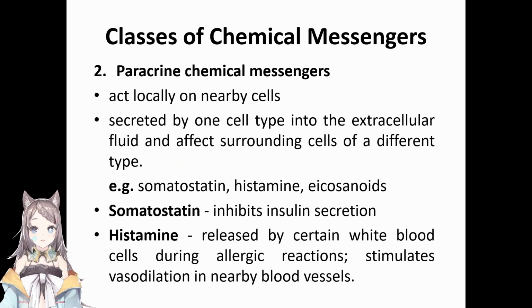Next, we have our paracrine chemical messengers. These act locally on nearby cells, and usually they act on cells different from the ones that secreted it. Examples are somatostatin, histamine, and eicosanoids. Somatostatin inhibits insulin secretion. So somatostatin does not inhibit itself, but it inhibits the secretion of insulin.